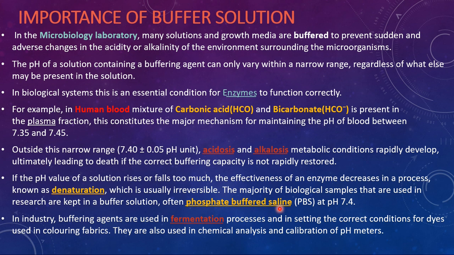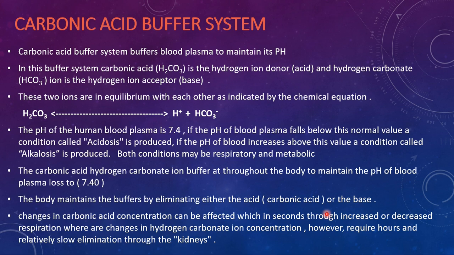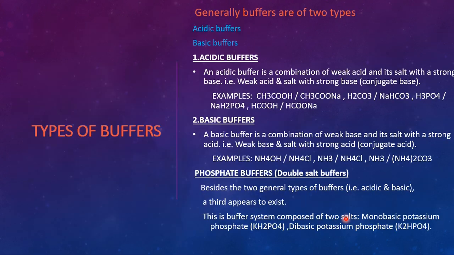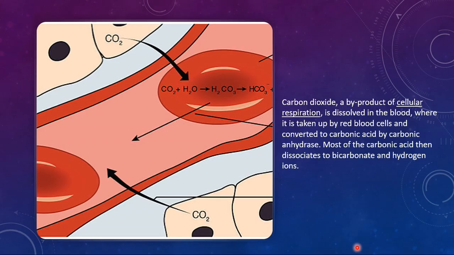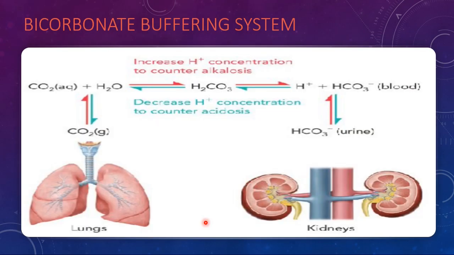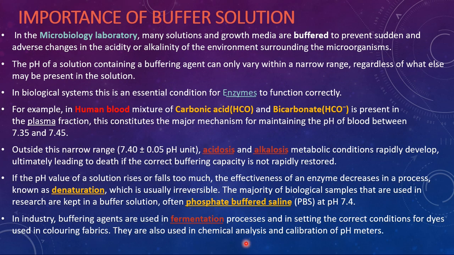The third important one is the phosphate buffer, which is made with two salts. One is a monobasic potassium phosphate, and the second one is a dibasic potassium phosphate. This is what I told you, which is very important in the preparation of some of the buffers in laboratories, isn't it?